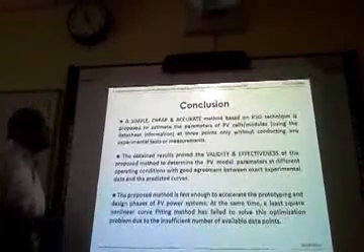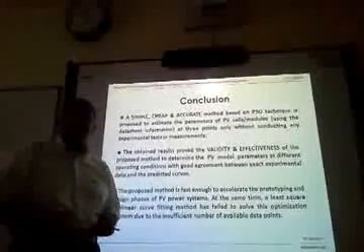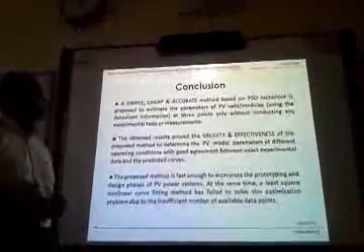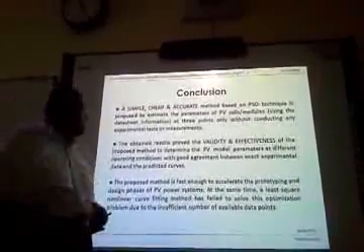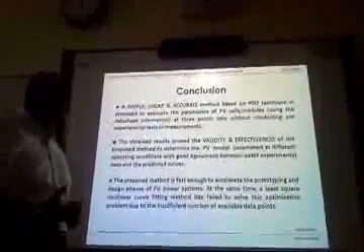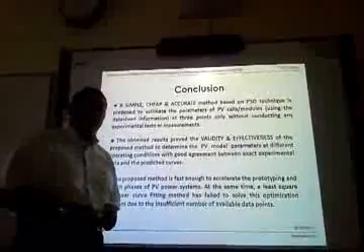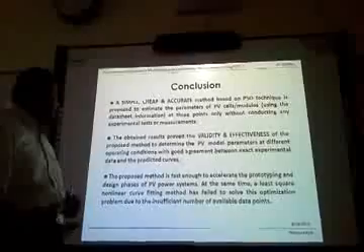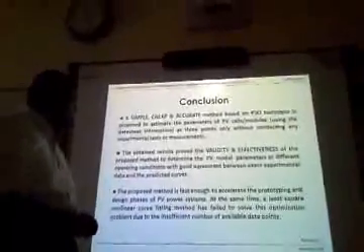So we can say that a simple, cheap, and accurate method based on the particle swarm optimization technique is proposed to estimate the parameters of PV cell and module at 3 points only without conducting any experimental tests or measurements. The obtained results prove the validity and the effectiveness of the proposed method to determine the PV model parameters at different operating conditions with good agreement between exact and predicted curves. And finally, the proposed method is fast enough to accelerate the prototyping and design phase of PV systems.